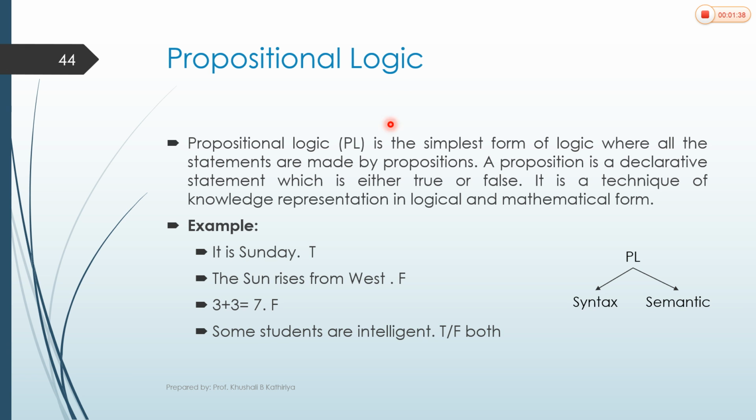In propositional logic we use a proposition. It means we use a symbol or character for a particular sentence. Per sentence we use one character, it means we use any one alphabet from A to Z. Propositional logic states a declarative statement which is either true or false, not both.